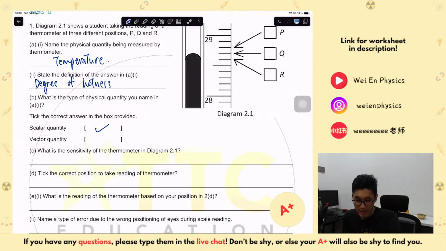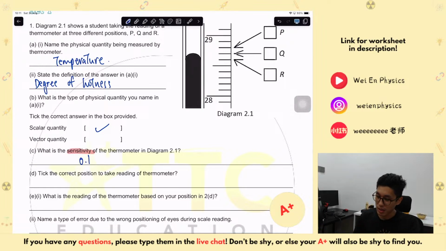Next one. What is the sensitivity of the thermometer in diagram 2.1? Sensitivity is quite common, they will ask this. Sensitivity means the smallest difference that you can detect. If you look at this thermometer, this is 28, this is 29. The middle will be 28.1, 28.2, 28.3, 28.4, 28.5, and so on. So the smallest difference that you can measure is 0.1.